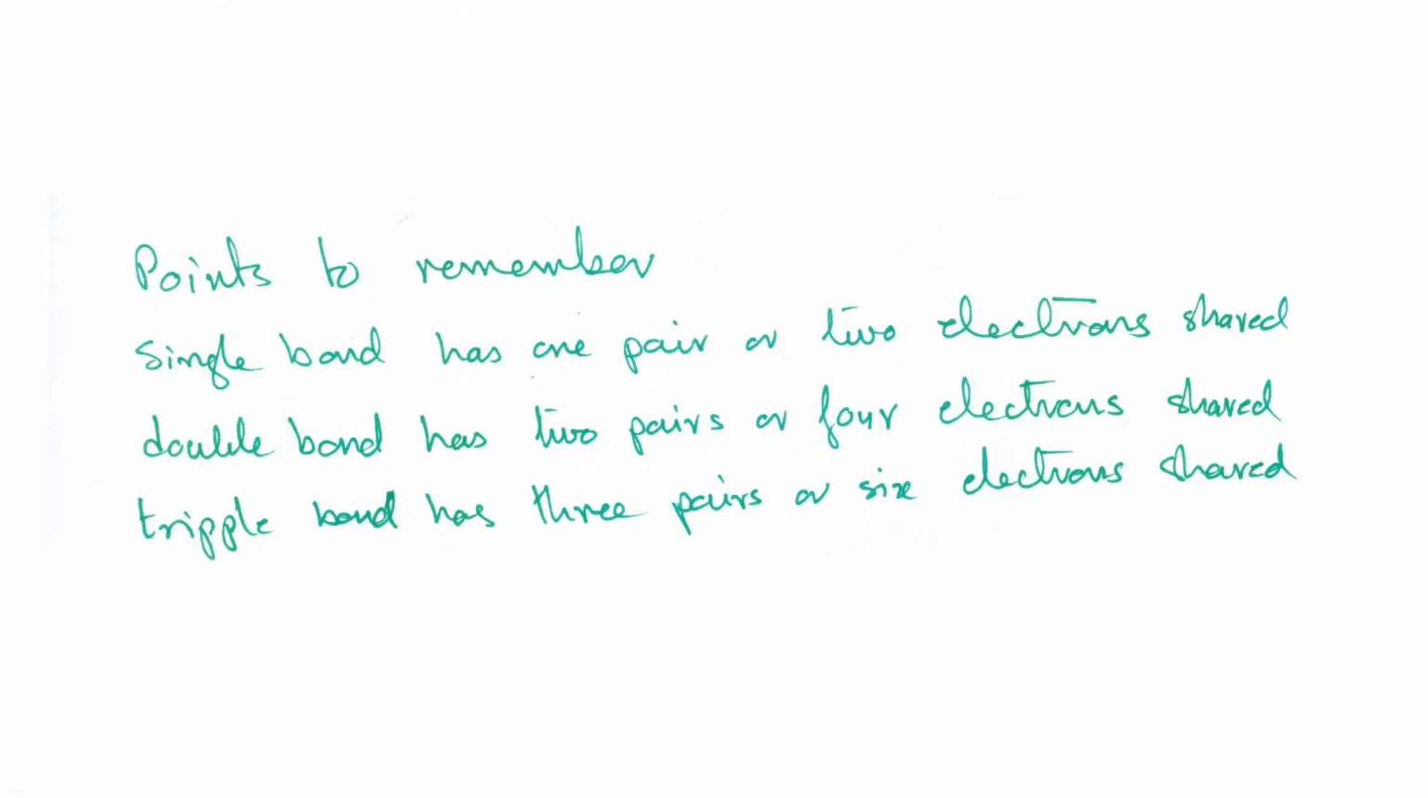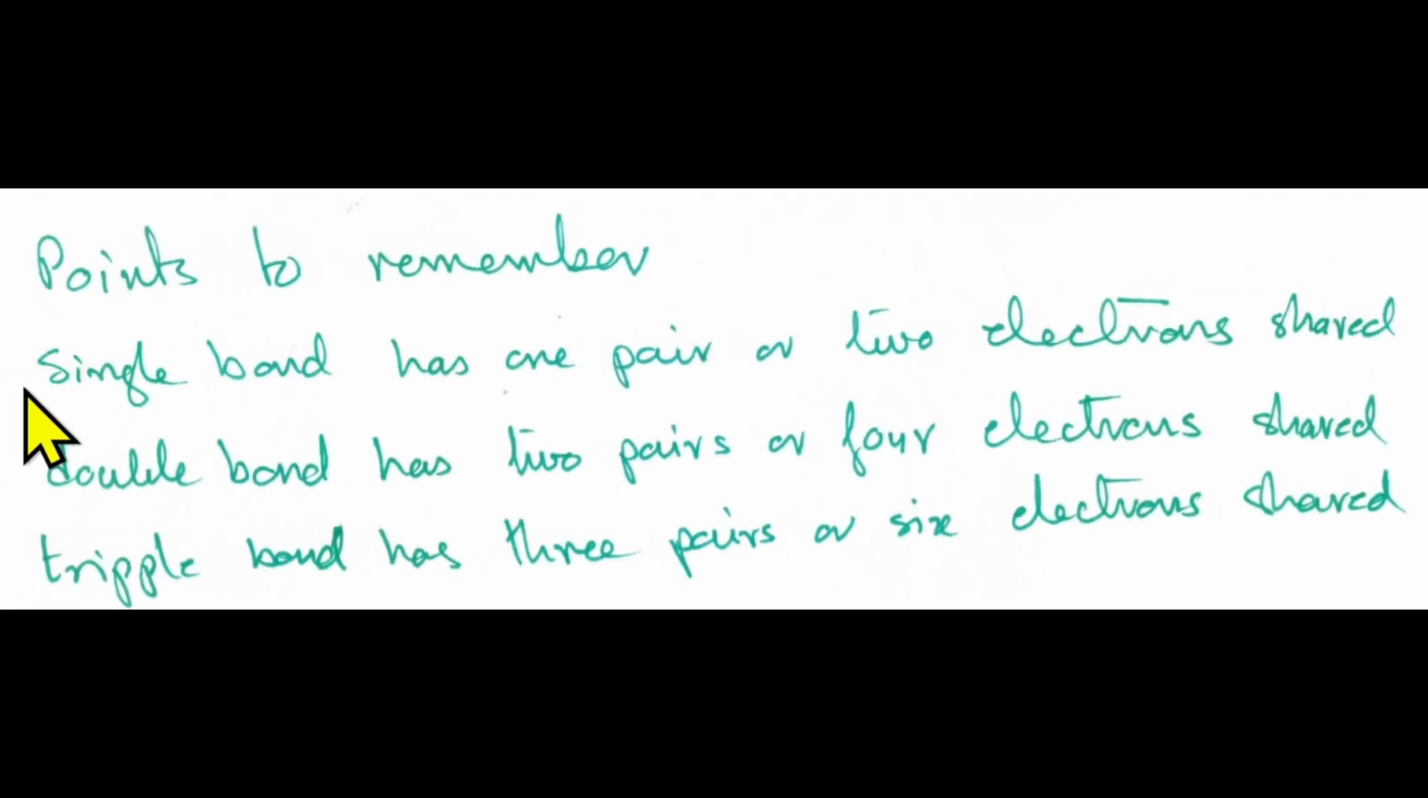There are certain points to remember. Single bond has one pair or two electrons shared. Double bond has two pairs or four electrons shared. Triple bond has three pairs or six electrons shared. Now, why I have written these points, because in exams sometimes these questions are asked in MCQs or a very short question, how many pairs or how many electrons are shared.